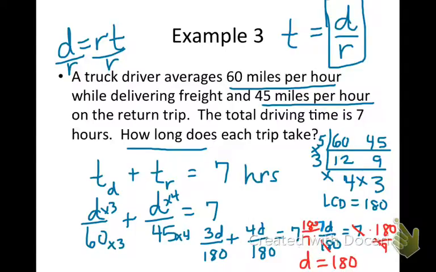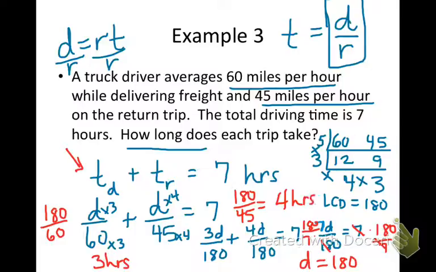A lot of similar numbers here. Now, if I take my 180 and divide by 60, going in here to get the time, so 180 divided by 60, the delivery trip is 3 hours, and 180 divided by 45 means that my return trip is 4 hours. And then you want to check it. 4 plus 3 does equal 7 for the round trip.